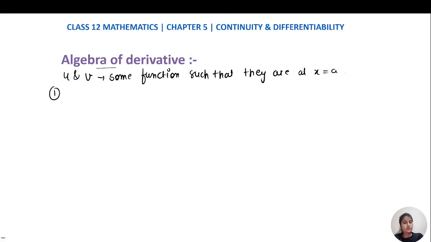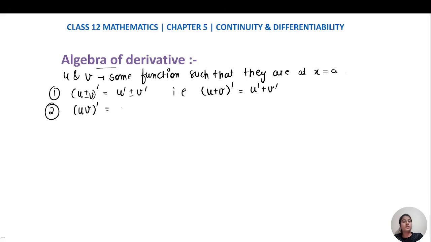So then the first one is differentiation of their summation, or addition, or subtraction. We know that differentiation is denoted by dash. The dash represents the differentiation of a function. So it is given by (u plus or minus v) dash, that is (u plus v) dash, which is nothing but u dash plus v dash, that is differentiation of u plus differentiation of v. Then the second one is the differentiation of the product, that is differentiation of u dot v, which is given by u dash v plus u v dash.